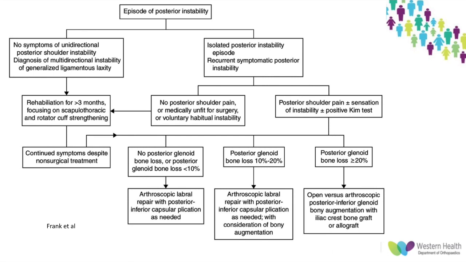Now, this is one of the JOS articles by Frank et al. that proposes a treatment algorithm for posterior instability. If we go down the left-hand side, it's looking at patients who have multidirectional instability or generalized ligamentous laxity, and these patients are referred for physiotherapy rehab. On the right-hand side, it's those with isolated posterior instability and recurrent symptomatic posterior instability. If these patients don't have shoulder pain or they're medically unfit or have voluntary habitual instability, these patients are referred for physio. On the other hand, there's your patients with posterior shoulder pain.